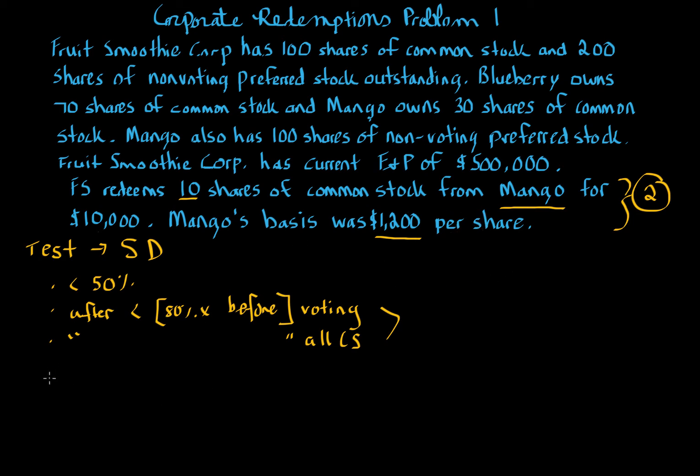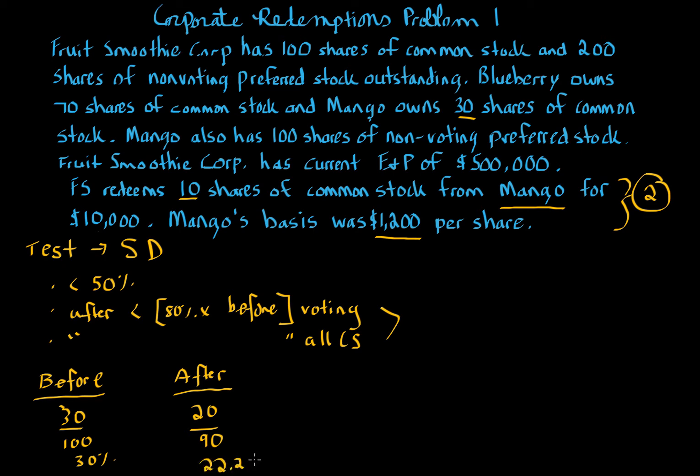So what I like to start with is looking at before versus after. The before is going to be 30 shares, right? Because there's 30 shares out of 100 outstanding. So that's 30%. The after is going to be 30 shares minus 10 shares, 20 shares over 90, right? Because there's 100 outstanding, but 10 are now redeemed. 20 divided by 90 equals 22.2%. Again, we're just going to one decimal place.